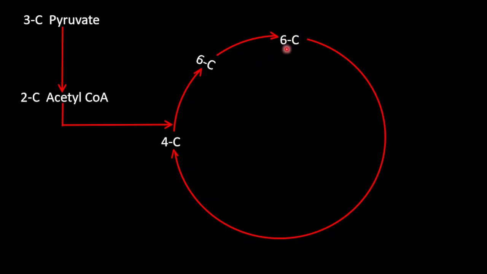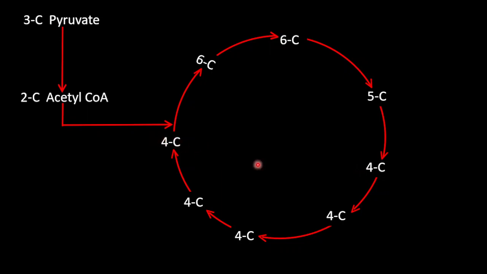Then the 6-carbon molecule will turn into a 5-carbon molecule. There's only one 5-carbon molecule, and then this 5-carbon molecule will turn into a 4-carbon molecule. It turns out that this 4-carbon molecule will make 3 other 4-carbon molecules, and so we'll have 1, 2, 3.